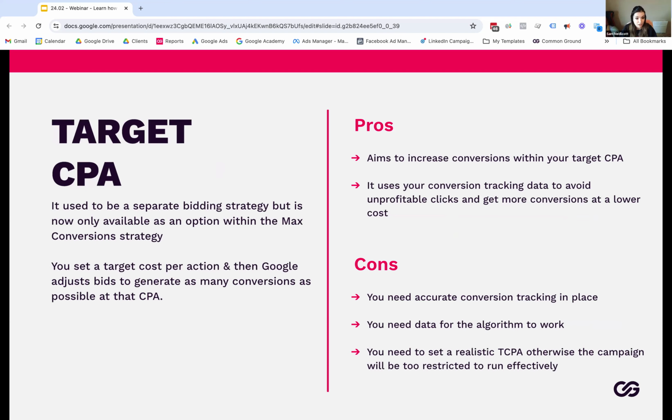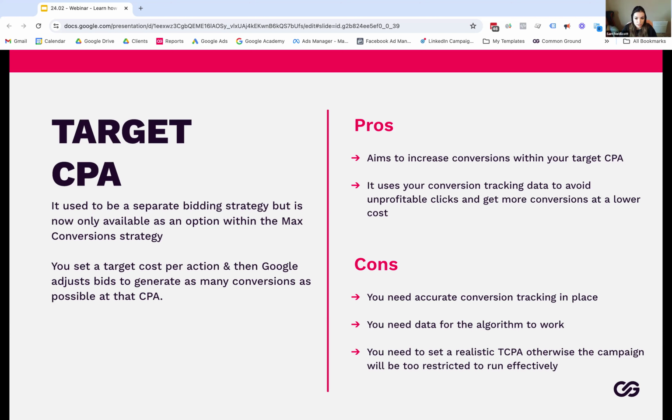The next is target CPA. With this, it used to be a separate bidding strategy. It now falls under maximize conversions, where you can tick a box within the Google Ads platform and just assign the target CPA there. With this, Google will then adjust your bids to generate as many conversions as possible within the range of your CPA. So Google's then less focused on the priority conversions, it's more focused on that bottom line CPA. So with that, obviously, it increases the conversions within your target CPA.